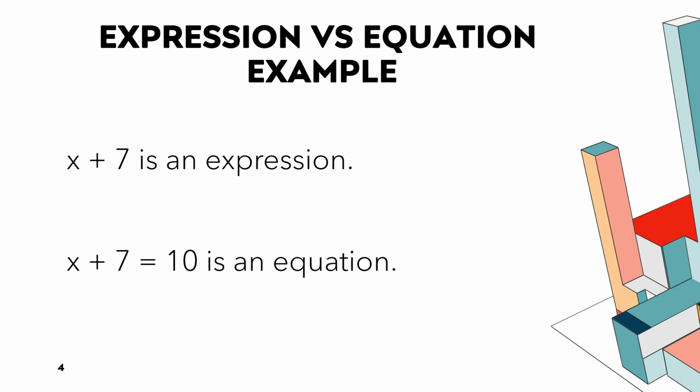X plus 7 is equal to 10 is an equation. This is a mathematical statement that asserts the equality of two expressions. It includes an equal sign and can be solved to find the variable's value. In this case, to solve the equation, you would isolate the x by using inverse operation. Something we will learn next.